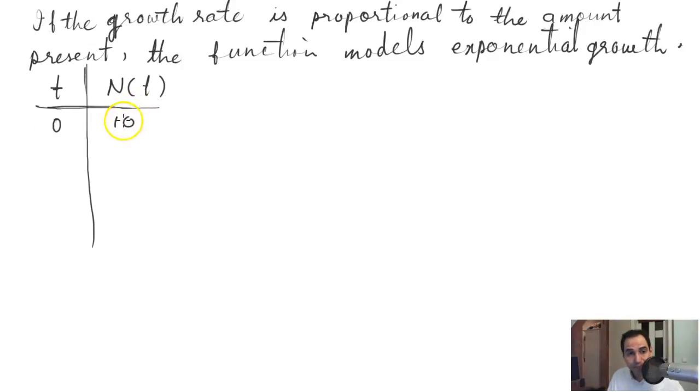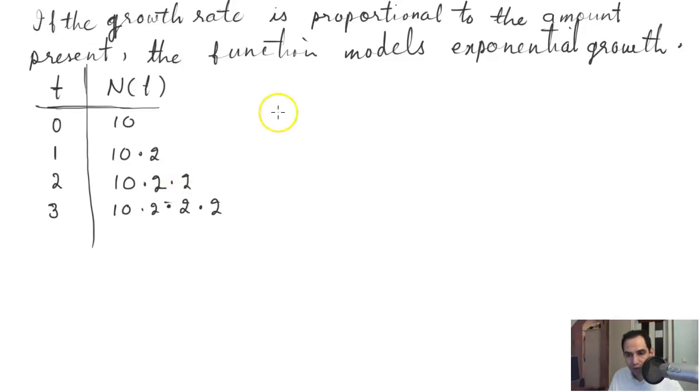And then they are planting those trees in such a way that the number of trees is being doubled every month. So at the end of the first month, you have 10 times 2. Again, in the next month, this is doubled, so 10 times 2 times 2. Again, in the third month, you have 10 times 2 times 2 times 2.